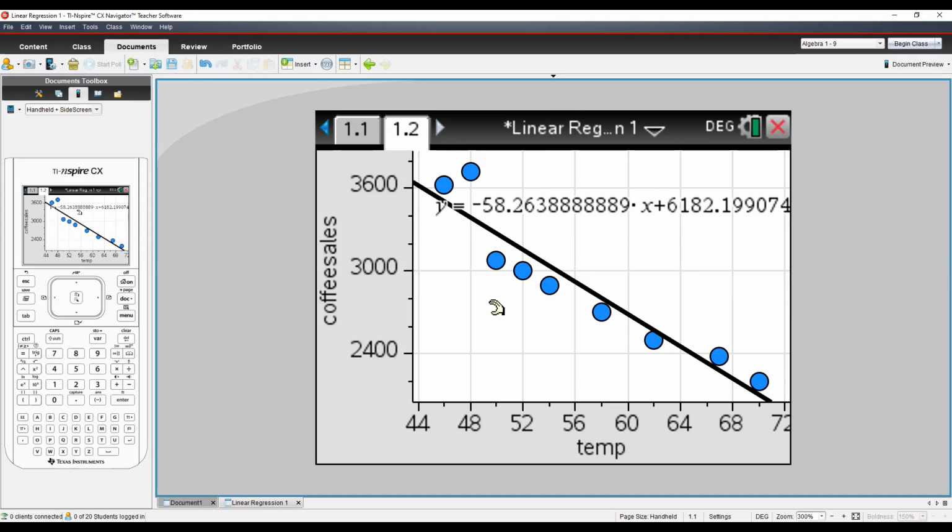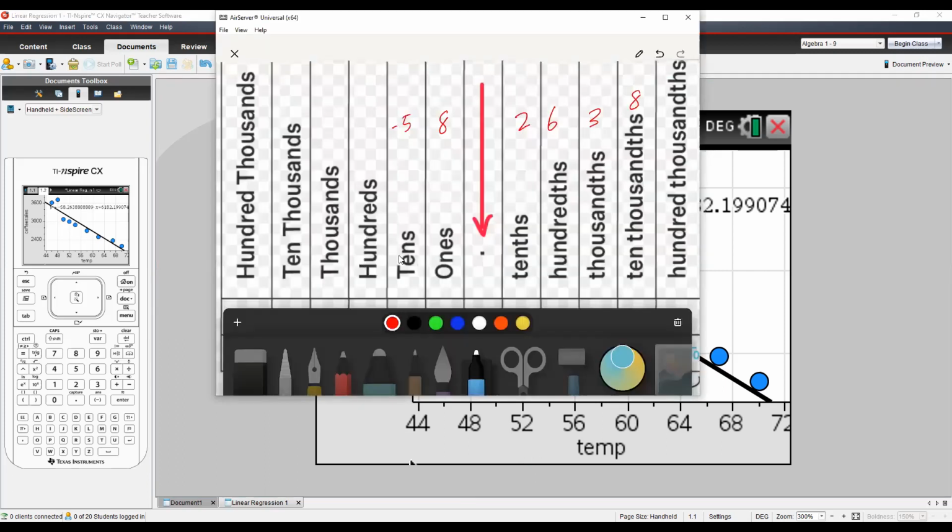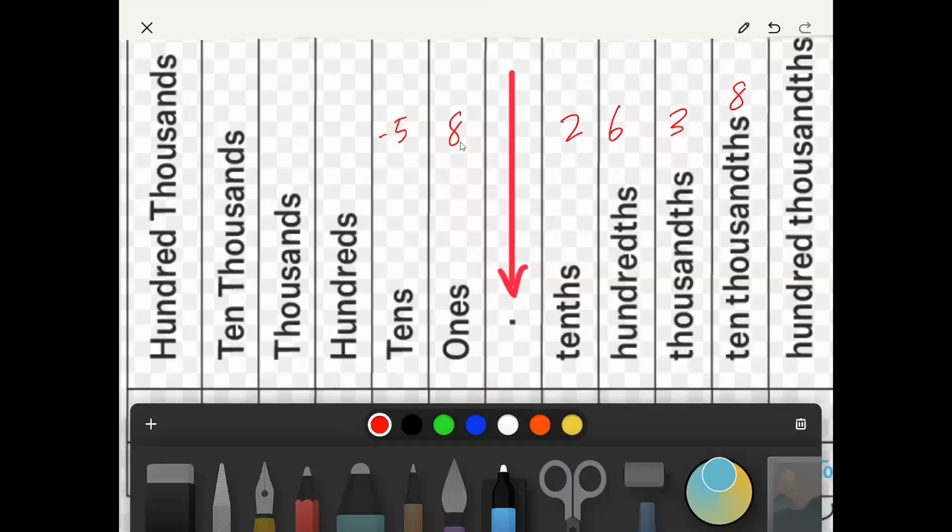Very first thing, let me go over here and get this set up so I can show you what we need. First thing we're going to need is to put these numbers on. So I'm going to do a negative 58.2638. That's as far as I want to go on that one. So let me pull my iPad up. So now I put that number on here.